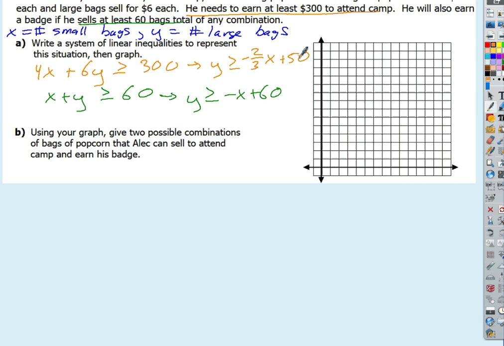Now both of them are going to be solid boundary lines. So how about if we go by tens over here? And so this one's going to be, we're going to go up by 50. So 1, 2, 3, 4, 5. Okay, so there's 50 on the y-axis. And our slope is negative 2/3.